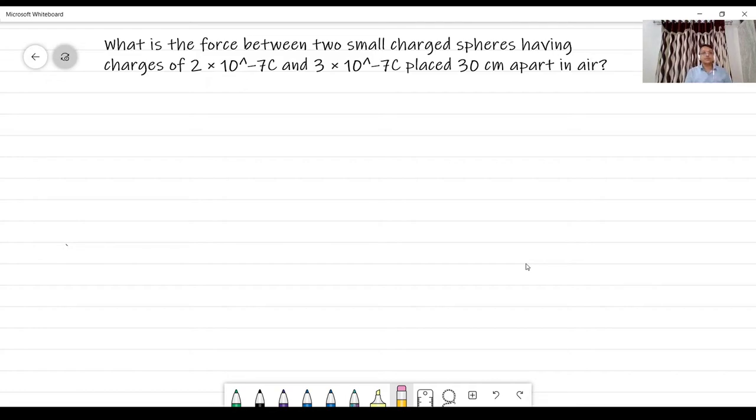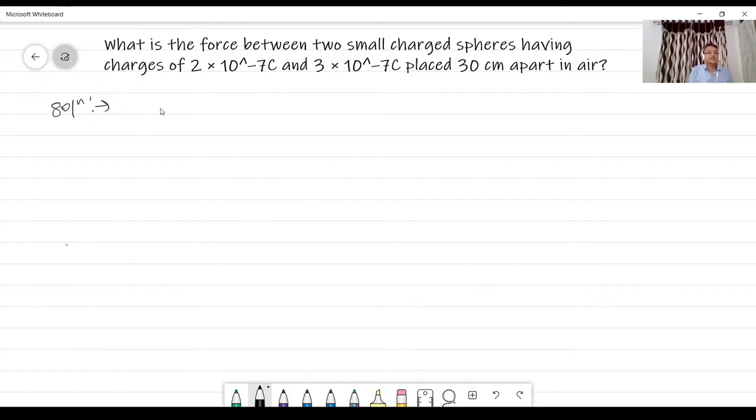So the first sum which I'm going to take is a very simple level sum in which we are going to find only the force. What is the force between two small charged spheres having charges of 2 into 10 raised to power minus 7 coulomb and 3 into 10 raised to power minus 7 coulomb placed 30 centimeter apart from each other in vacuum? If you know Coulomb's law very well, you can directly implement the formula of Coulomb's law over here and you can find it out.